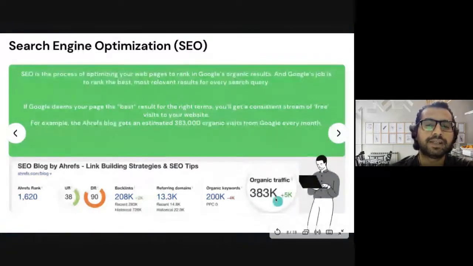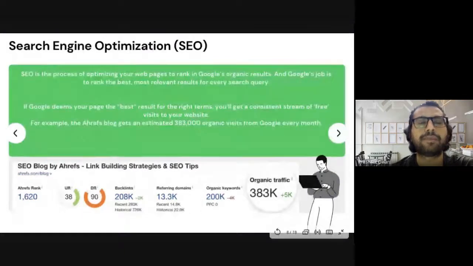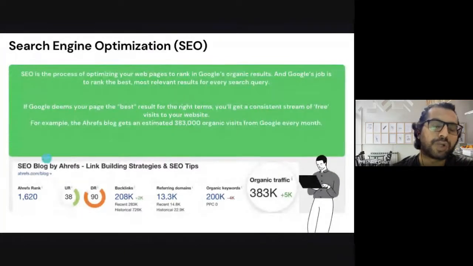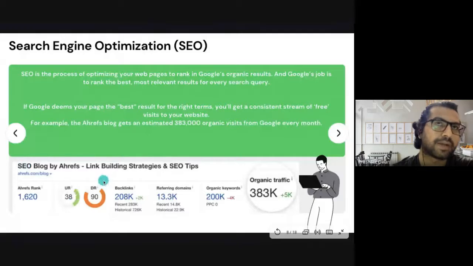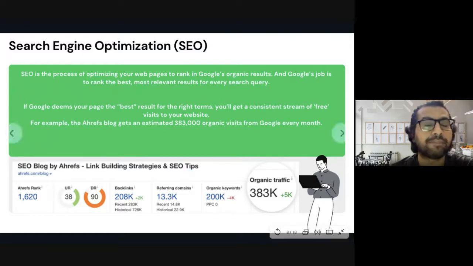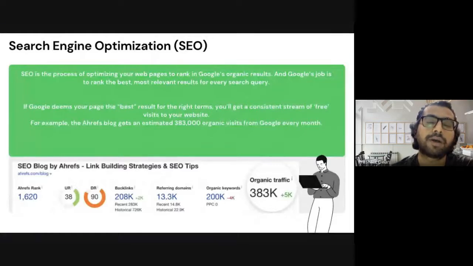When someone types "link building strategy" or "SEO tips", this blog will appear on the first page, maybe in the mid section, maybe at the bottom, but their blog will also appear because they are targeting this keyword very smartly. In PPC, you don't need to be smart, you just bid for it. It's about the money you have in your pocket, just bidding.